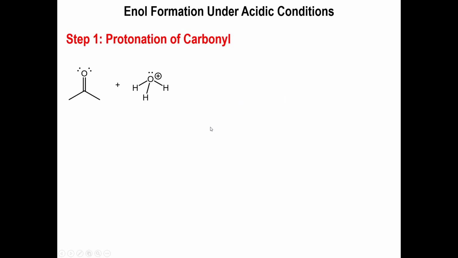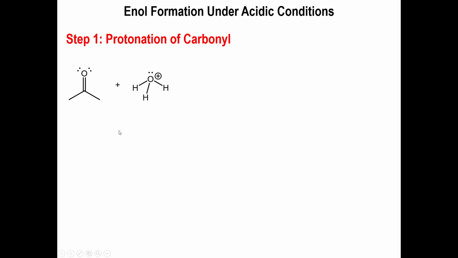So under acidic conditions, which would take no more than just a tiny bit of HCl, and sometimes it doesn't need to be a strong acid. You could even use something like phosphoric acid or acetic acid to enable the process to move forward. But we'll go with hydronium for this example.